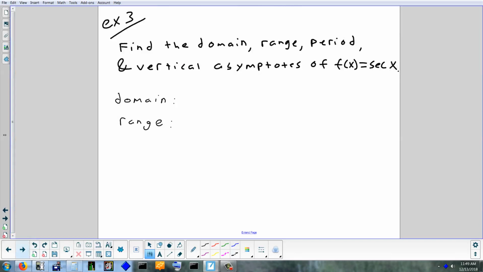And I'm going to start with the period. That's probably the easiest one. What's the formula to find the period of a secant function? Yep. T equals 2 pi over B. What's B in this case? It's just 1. There's just a 1 in front of the x. So the period is just 2 pi.